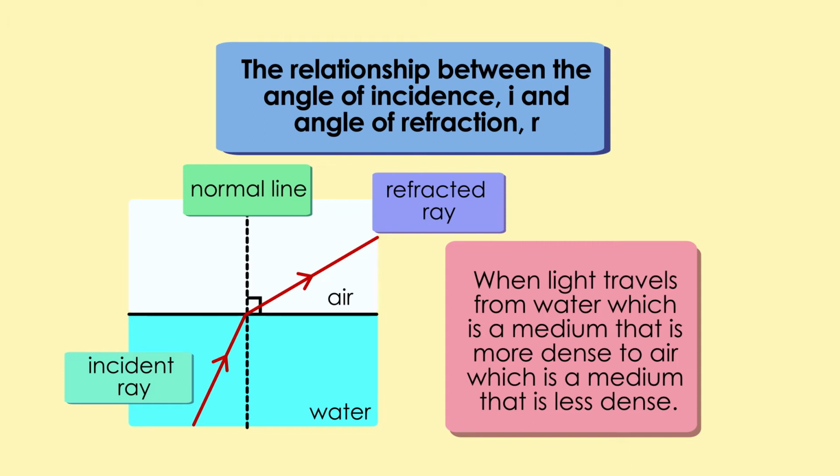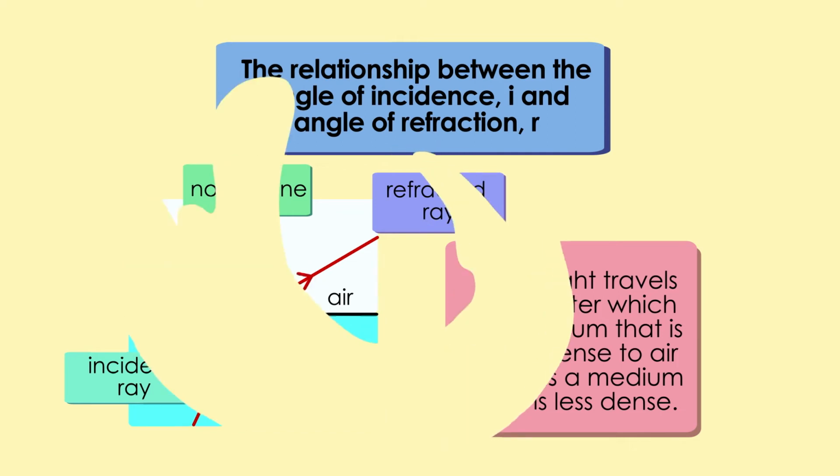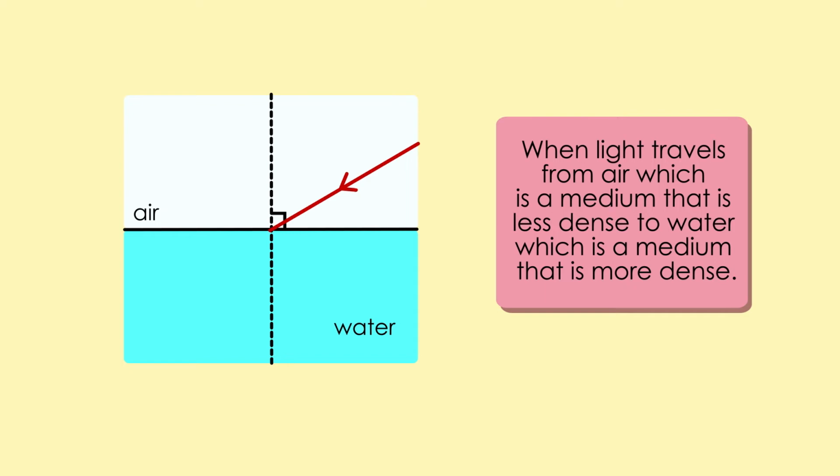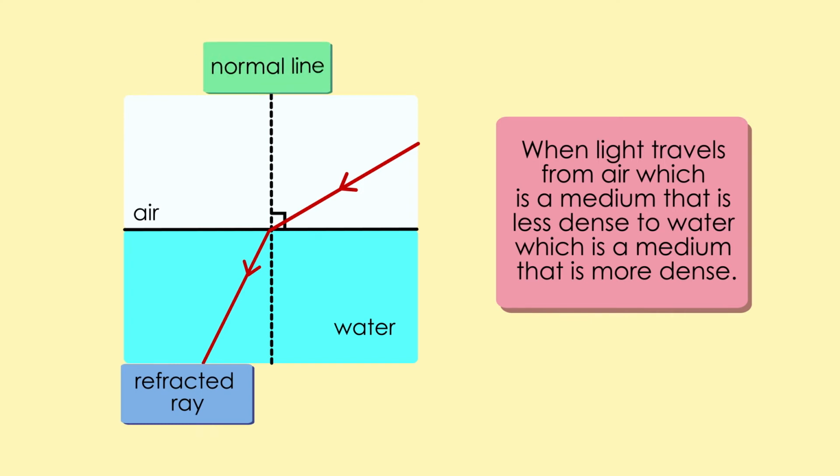On the other hand, let's take a look at what happens when light travels from air, which is less dense, to water, which is more dense. The light ray is refracted towards the normal line when the incident ray moves from a less dense medium to a more dense medium.